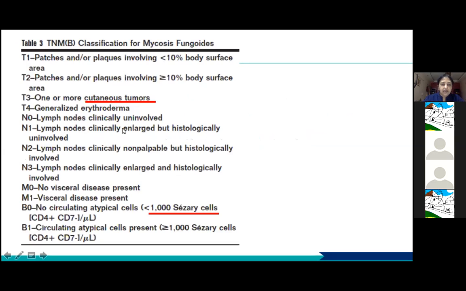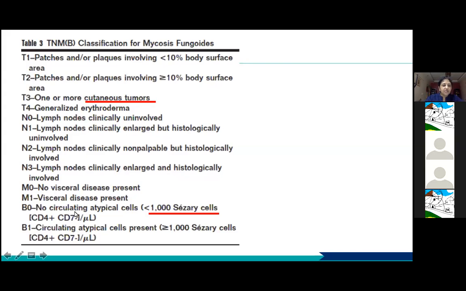N0 is clinically uninvolved lymph nodes. N1 is lymph nodes that are clinically enlarged, histologically negative. So these are dermatopathic lymph nodes. N2 is lymph nodes that are clinically not palpable, but histologically involved. N3 is when they are clinically enlarged and histologically also involved. M0 is no visceral metastasis.